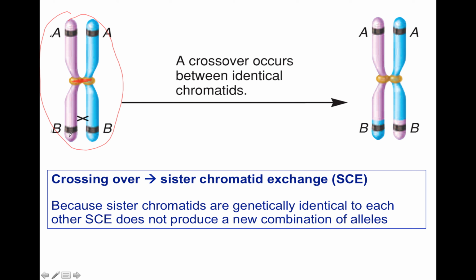If you get an exchange between two sister chromatids, you are not changing the genetic material. This chromosome has dominant alleles at the A gene and the B gene, and it's copied during DNA replication and you make another sister chromatid. So crossing over does not produce a recombinant chromosome.